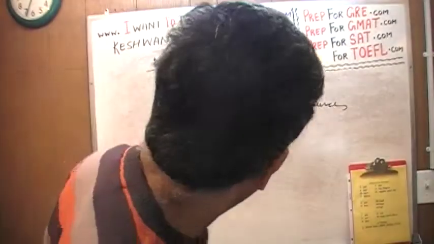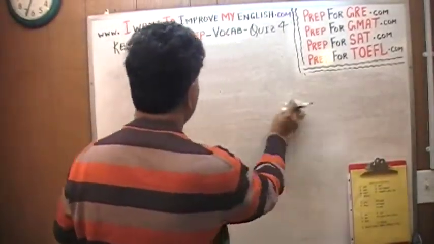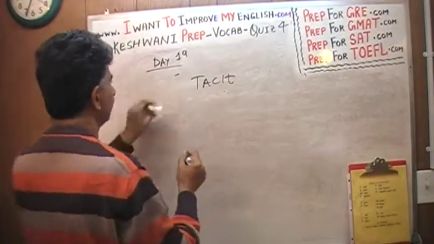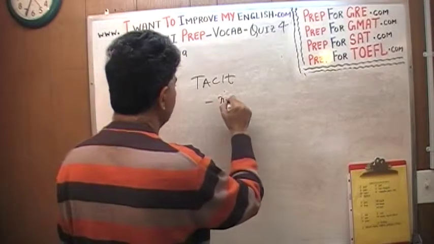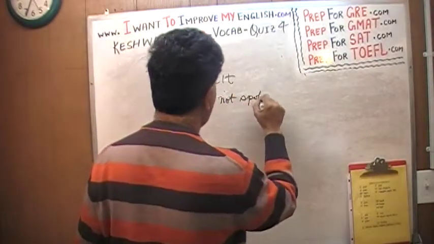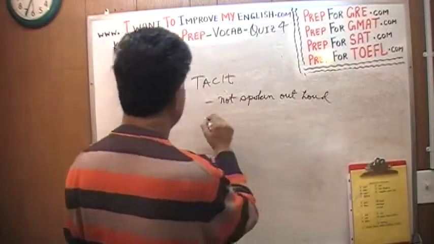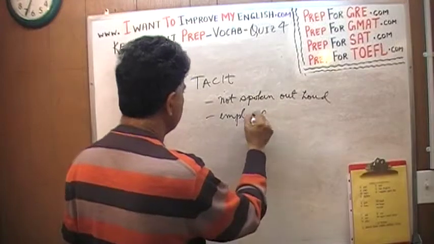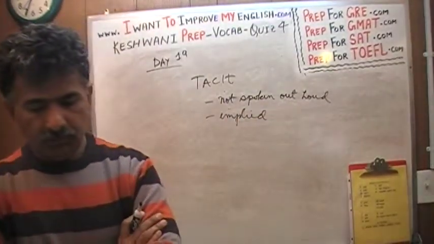The next word we learn is, or rather was, tacit. What does it mean? Tacit simply means not spoken out loud, implied. People talk about tacit understanding.